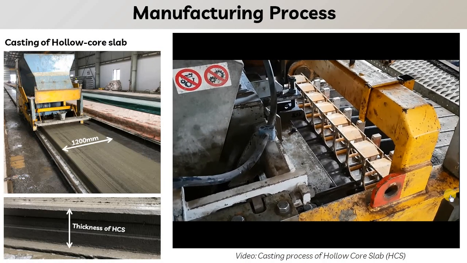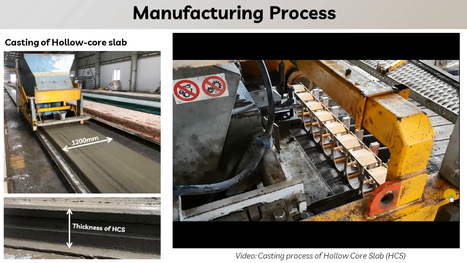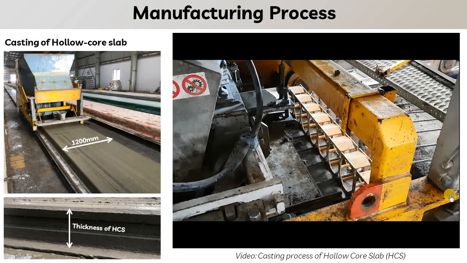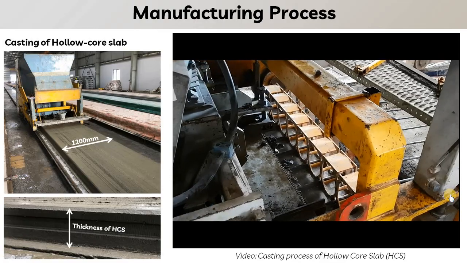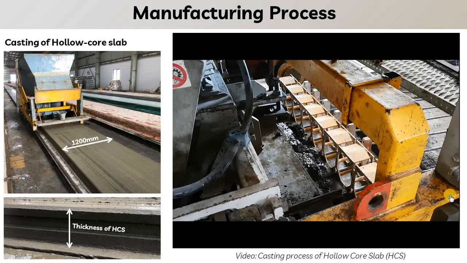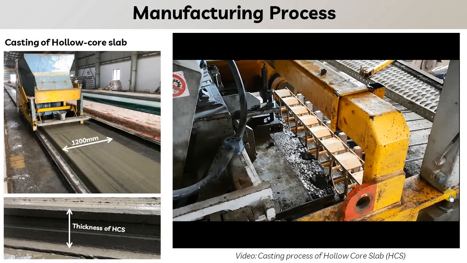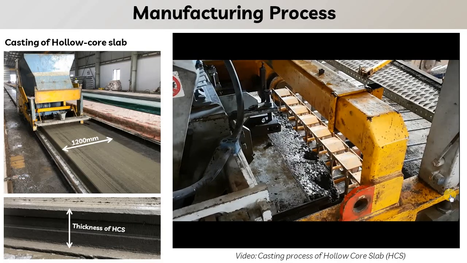So in this video you can see this is our extruder machine. In the front we have the protection, and here you can see the concrete is flowing out of the machine. Now it will start making the hollow core slab. It will create and form a homogeneous shape of the hollow core slab.